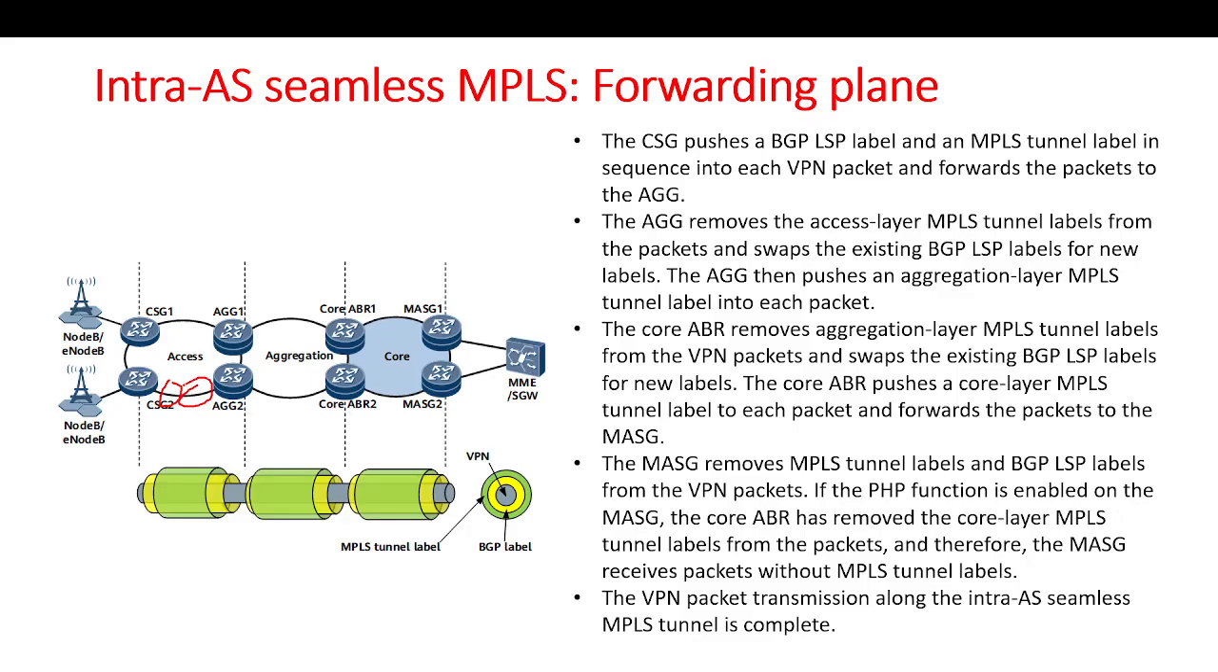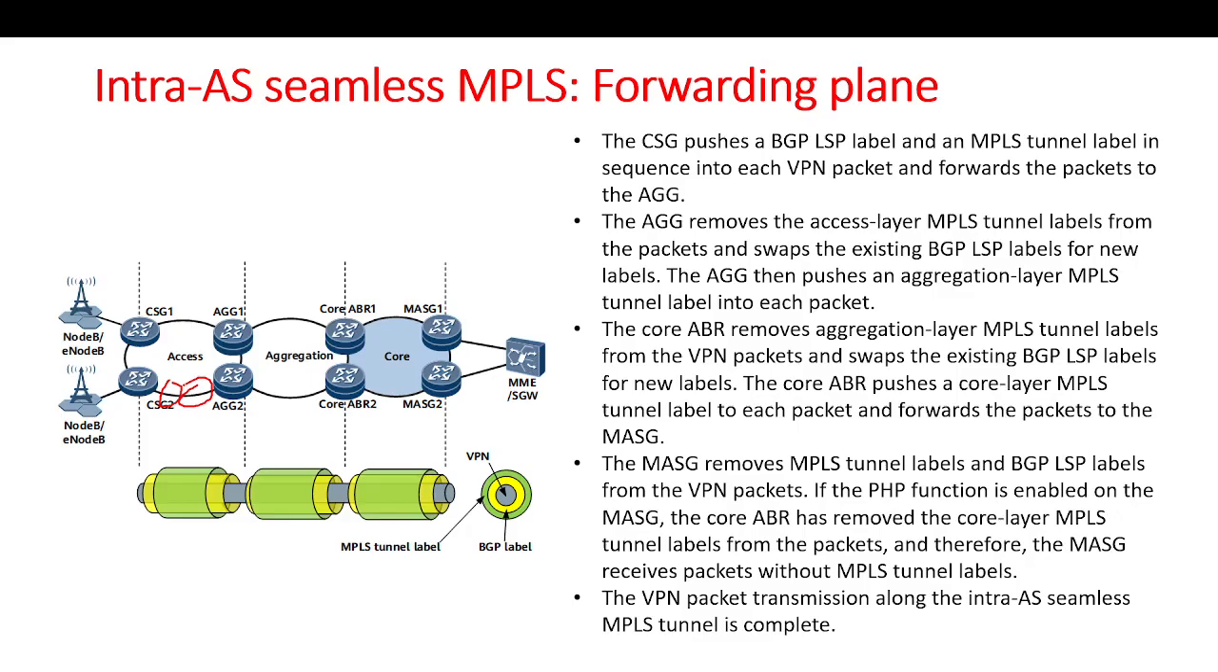When the packet is on the SG, the SG will remove the access layer MPLS labels from the packet and swap the existing BGP LSP label for the new label. So it's just performing a swap operation. Remember, in this sense, this one is just an LSR, a label switched router. And then the packet goes to the ABR. The ABR can perform PHP. Remember I mentioned that this one combines the functions of the MSG and the ABR into the RSG.